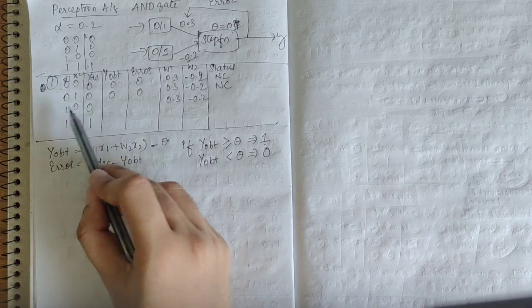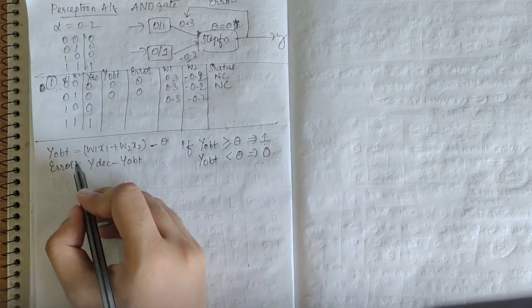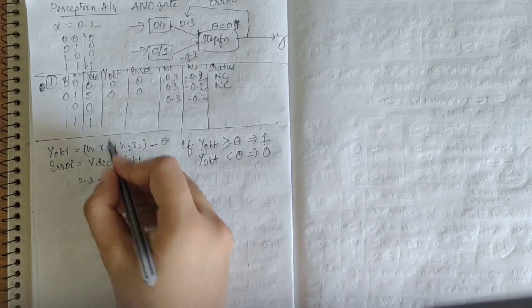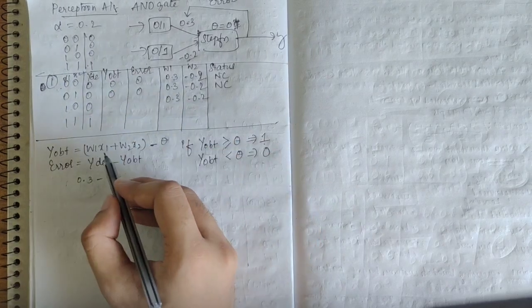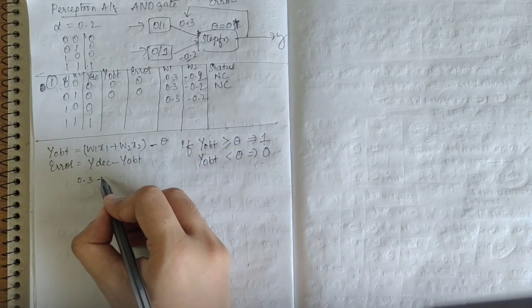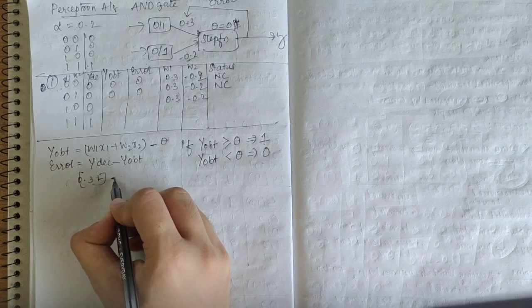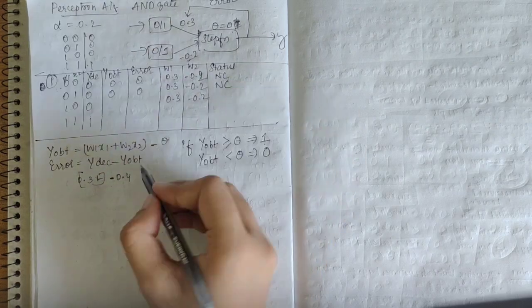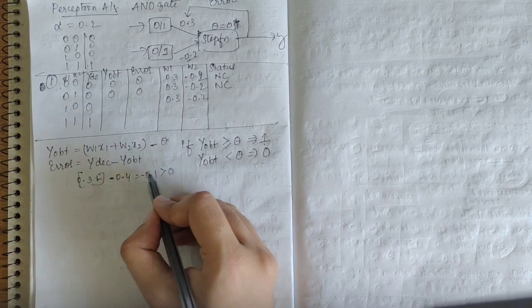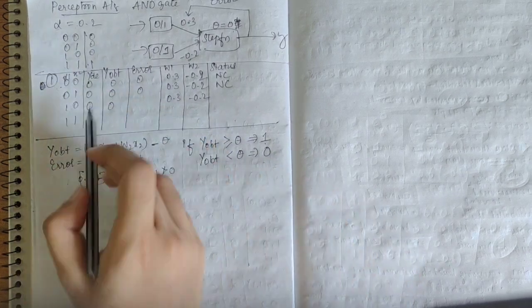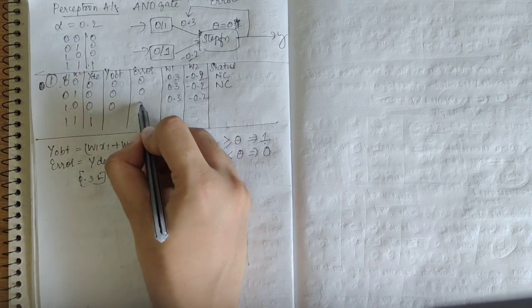Now I'll check. 1 into 0.3 is 0.3, minus 0 into 0.2 is 0, right? So minus 0 here, minus 0.4 from the outside. 0.3 minus 0.4, we get minus 0.1. So this is not greater than 0. So I should write 0 here. Decided was 0, obtained was 0, so there is no error.